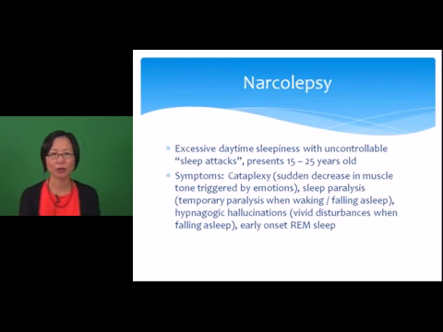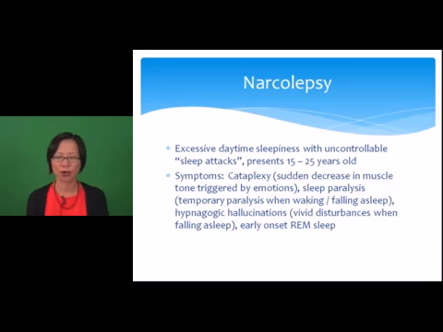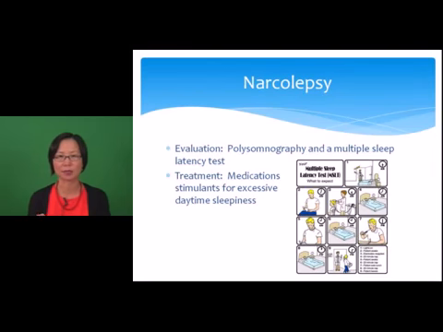Narcolepsy is another organic cause of sleep disturbance. This is excessive daytime sleepiness with uncontrolled sleep attacks, and it presents typically at 15 to 25 years of age. It's a true neurologic disorder with episodes of cataplexy, which is sudden decrease in muscle tone triggered by strong emotion, sleep paralysis, hypnagogic hallucinations, and very early onset of REM sleep.